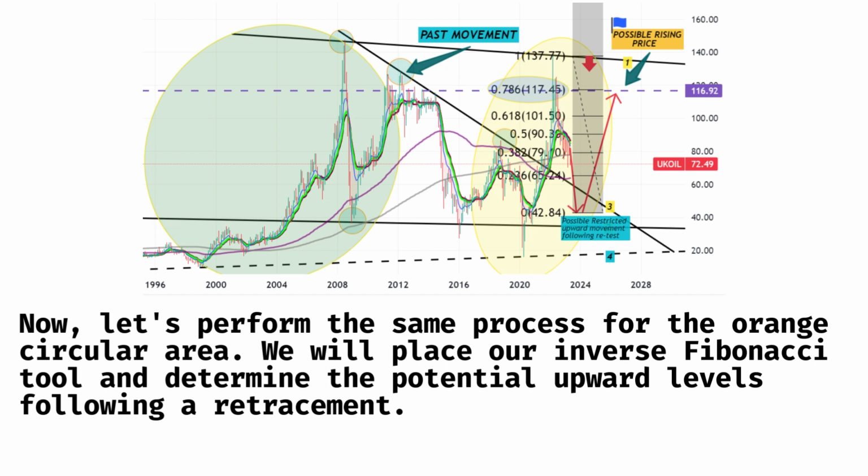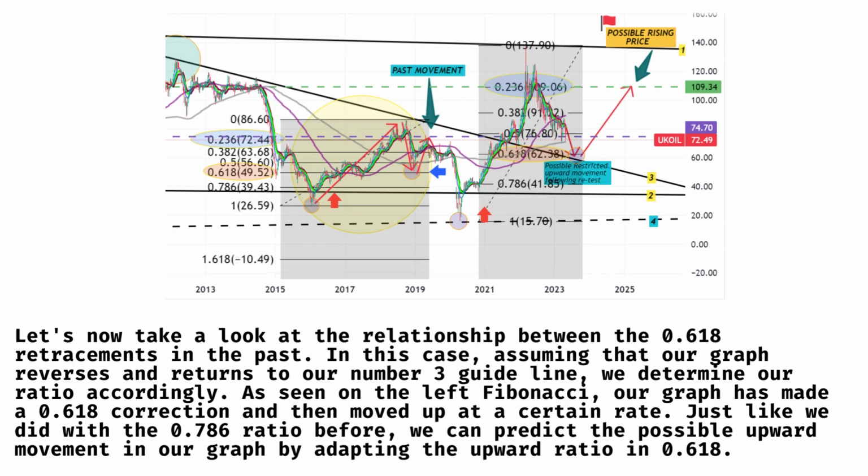Now, let's perform the same process for the orange circular area. We will place our inverse Fibonacci tool and determine the potential upward levels following a retracement. Let's now take a look at the relationship between the 0.618 retracements in the past. In this case, assuming that our graph reverses and returns to our number 3 guideline, we determine our ratio accordingly. As seen on the left Fibonacci, our graph has made a 0.618 correction and then moved up at a certain rate. Just like we did with the 0.786 ratio before, we can predict the possible upward movement in our graph by adapting the upward ratio in 0.618.